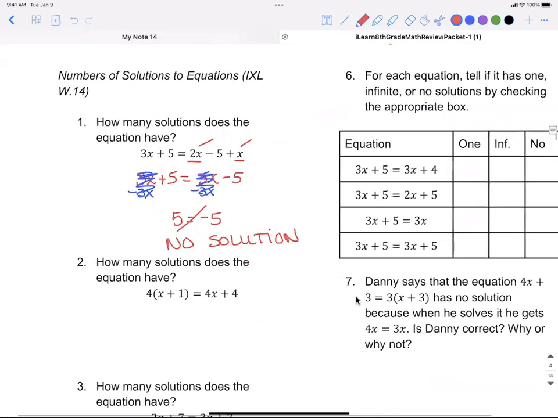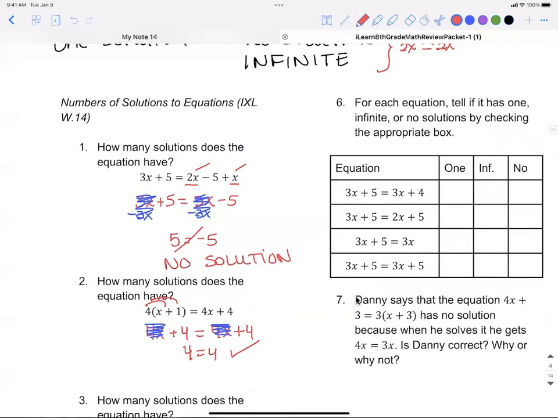All right, let's look at number 2. Before we do anything, we got to distribute. So we've got 4 times x is 4x, and 4 times 1 is 4. And if you notice, you've got identical things on both sides of the equation. Again, what happens? 4x minus 4x, they go away. What are you left with? 4 equals 4. Is that true? Yes, it is.